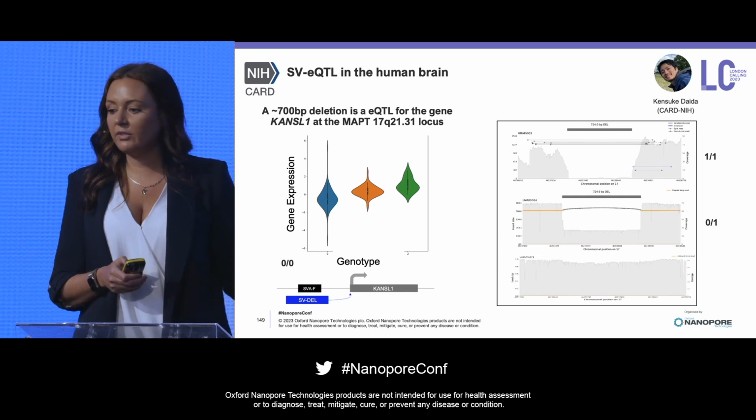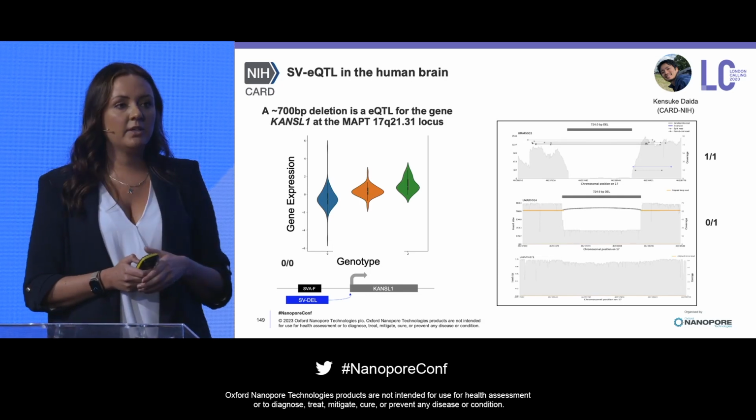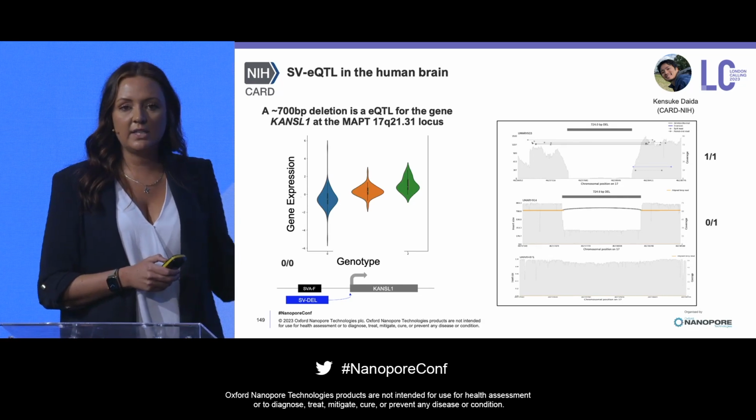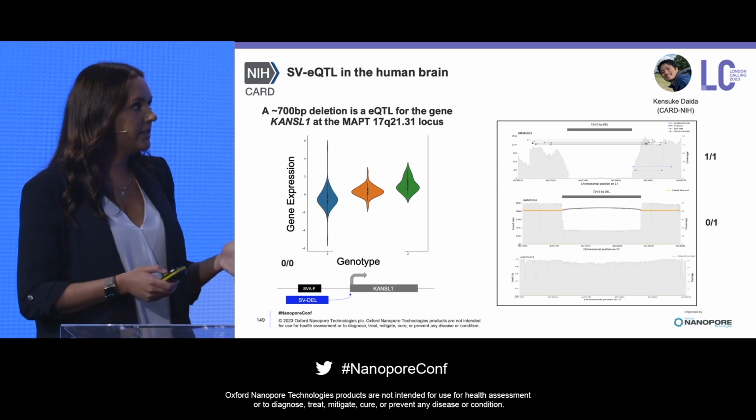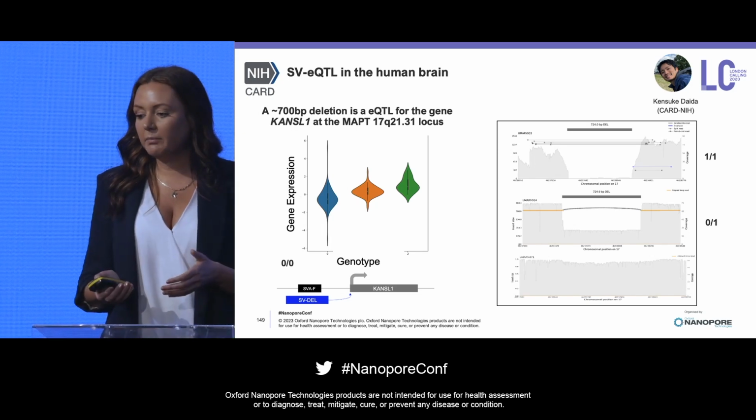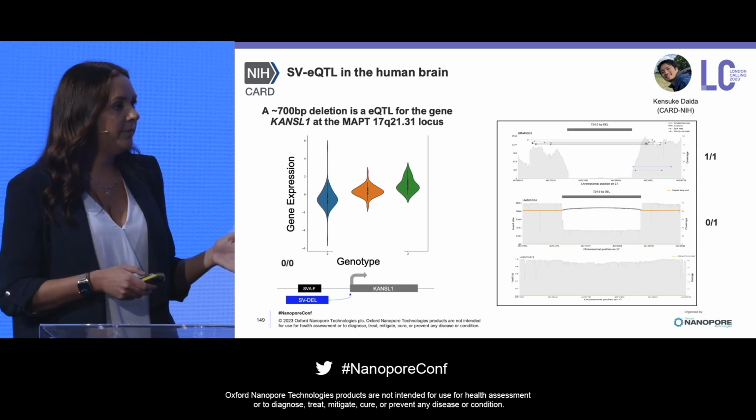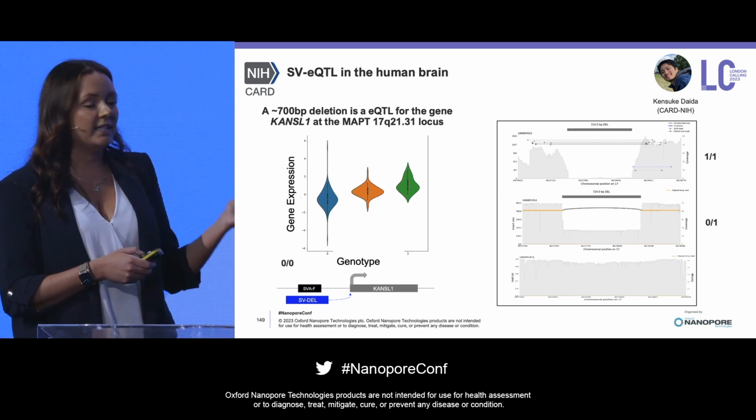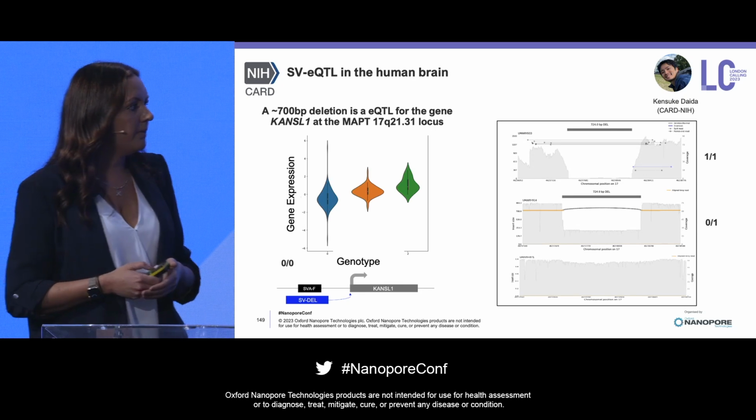So this is a 700 base pair deletion at the MAPT locus, which is a big Alzheimer's locus. And so this deletion is a QTL for the gene CANSL1, which is also at that locus. And so you can see by the violin plot, so this is where the genotype correlates with gene expression. And I was specifically interested in this one because it's a deletion of a human-specific SVA, which is a retrotransposon.